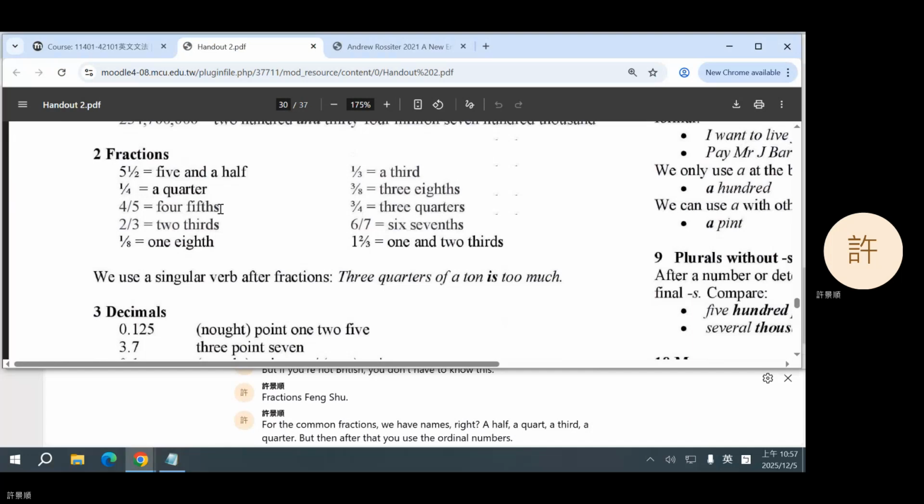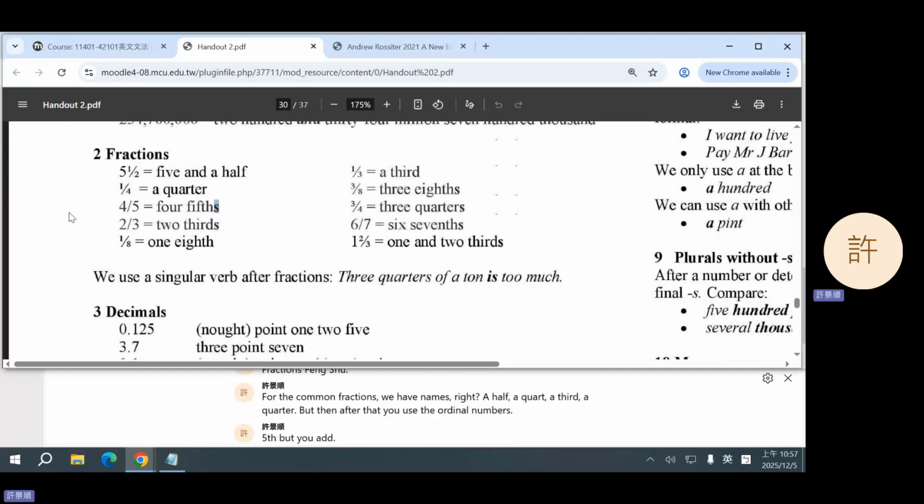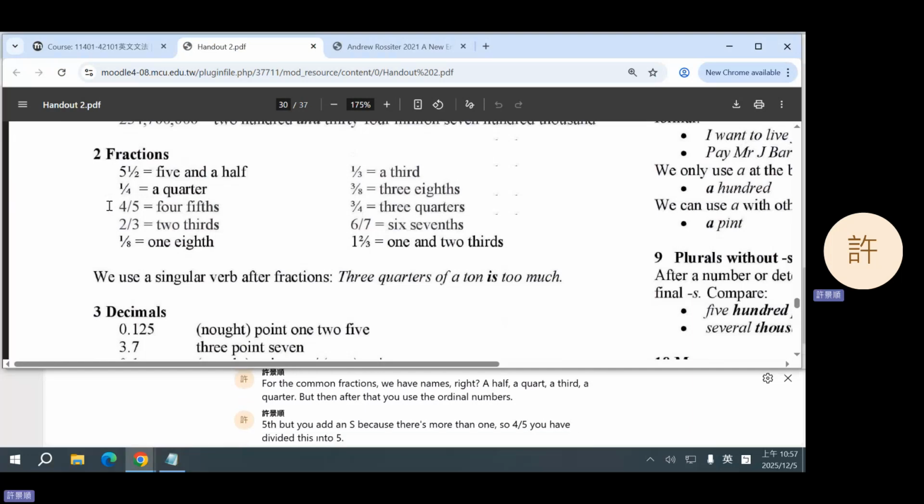Fifth, but you add an s because there's more than one. So 4/5. You have divided this into 5 sections. Each section is called a fifth. And you have 4 of them. So it's 4/5.